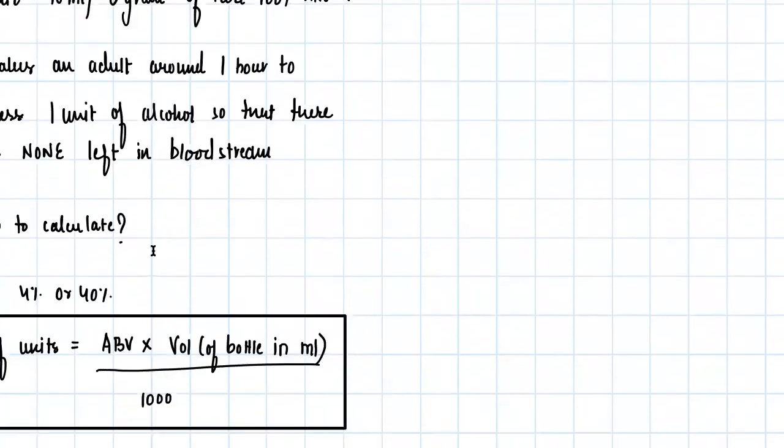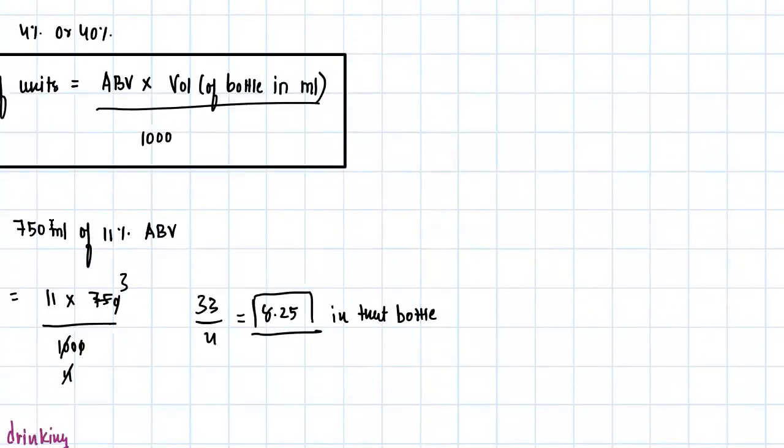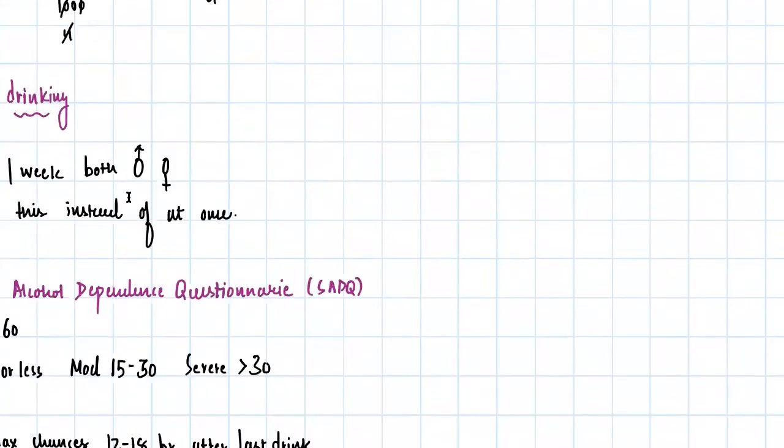How do you calculate alcohol blood volume? 4% or 40%. Number of units is equal to alcohol by volume into volume, that is the volume of the bottle in ml, divided by 1000. Example, 750 ml of 11% alcohol by volume is 11 into 750 divided by 1000, which is essentially 8.25. Low risk drinking is 14 units per week.